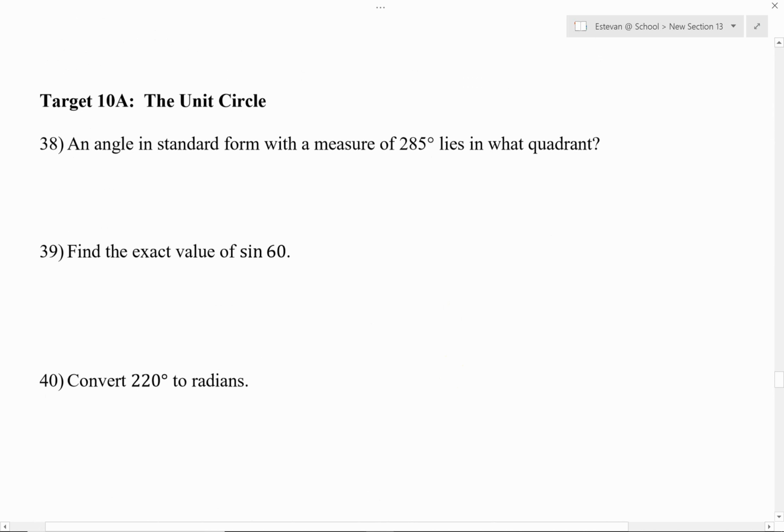Okay, KC10, the unit circle. An angle in standard form with a measure of 285 lies in which quadrant? Well, if you remember the quadrants, 0, 90, 180, 270, 360. 285 is located right here in between 270 and 360. Therefore, that makes it quadrant 4. Or for those that don't know Roman numerals, quadrant IV.